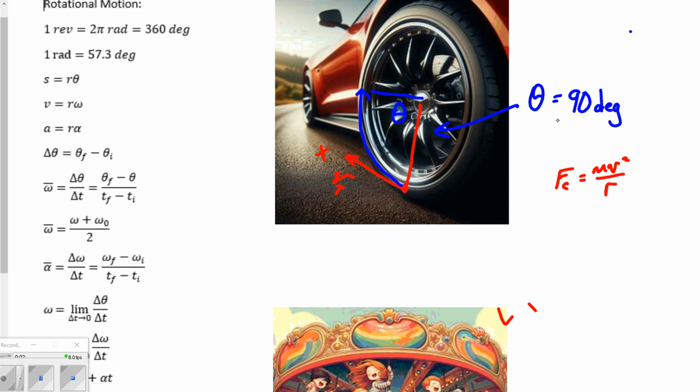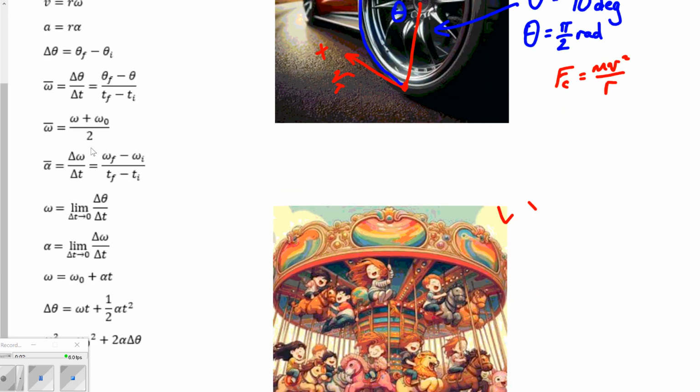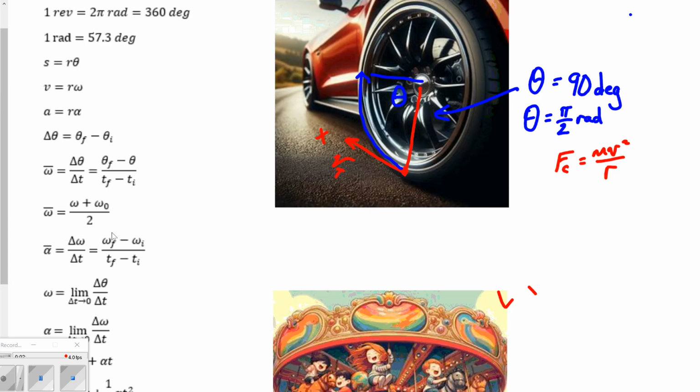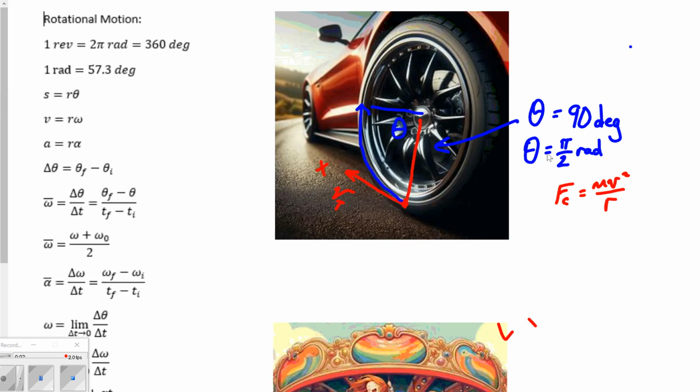The thing is, though, we never use the units of degrees when working these problems. In the case of 90 degrees, that would be pi over 2 radians. And we always use radians. So every single formula you see on this page, you've got to always make sure that you're in radians.